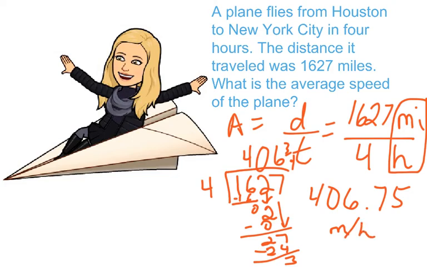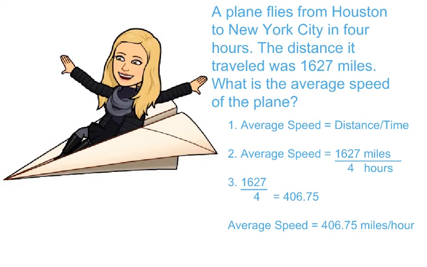Let me again type this out for you so it's much more fancy. So again, we have our average speed is our distance divided by our time. In this case, it's 1,627 miles is our distance in 4 hours. And that gives us an average speed of 406 and 75/100 miles per hour. Please pause the video if you need extra time to take notes. And now let's look at some visual representations to solve.